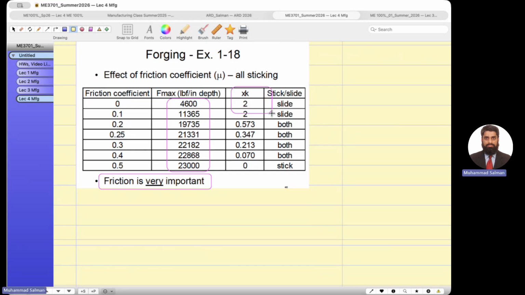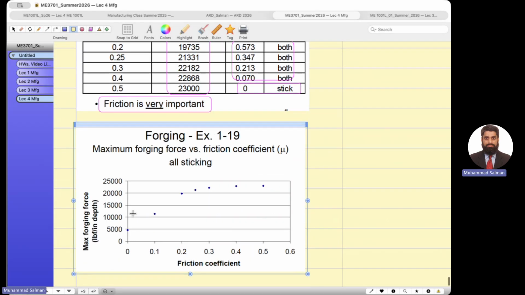This is all sliding. You see, half of the width is 2 inches, all sliding, and this is transition, and this is all sticking. And then there's another chart here showing you from 0 to 23,000 psi.